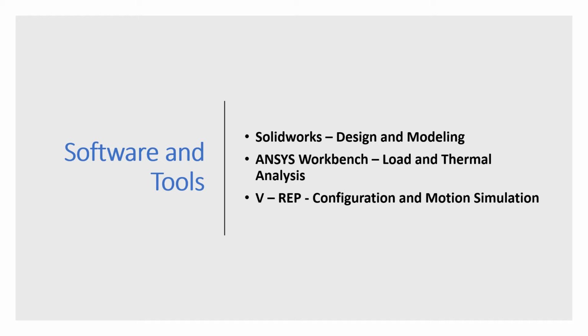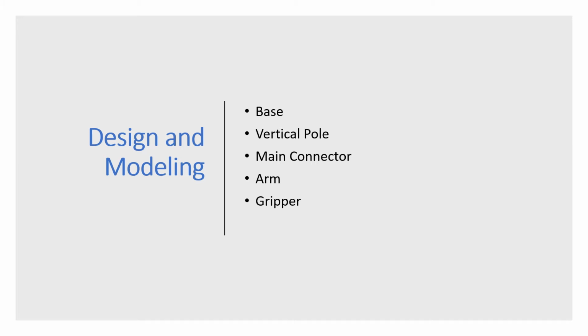made. The third software that I will be using is called VREP. VREP is a configuration and model motion simulation software. This helps us to simulate the robot in a virtual environment to find out errors and issues that might arise during the development of the robot. Moving on, design and modeling. So my robot consists of 5 major components, starting with the base, the vertical pole, a main connector, an arm, and a gripper.